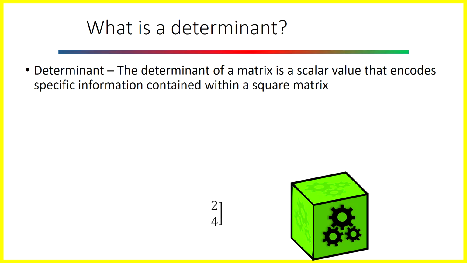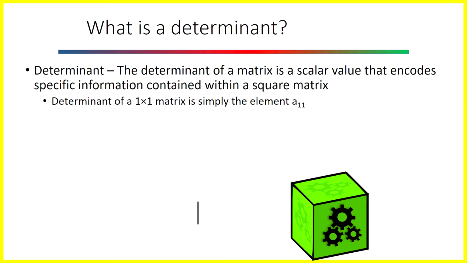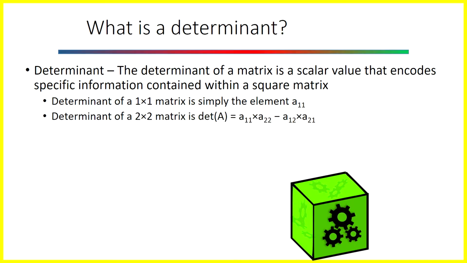First, we need to talk about how you calculate a determinant. Computing a determinant is simple for 1 by 1 or 2 by 2 matrices. For a 1 by 1 matrix, the determinant is simply the value of the only element of the matrix. That's real simple. For a 2 by 2 matrix, the determinant is equal to the top left element times the bottom right element minus the top right element times the bottom left element.